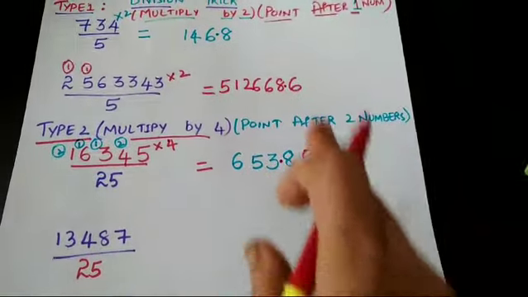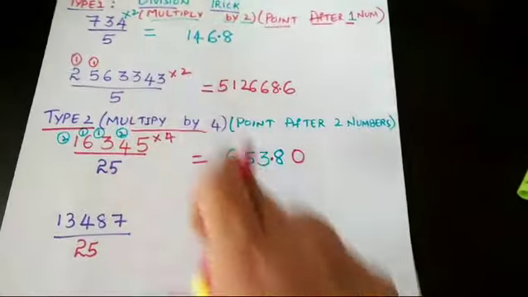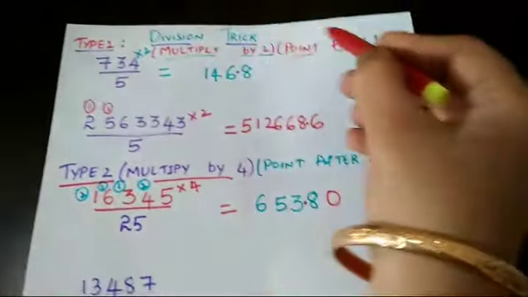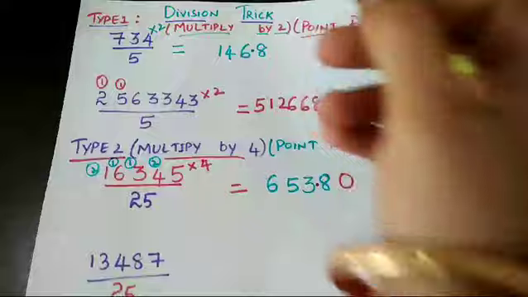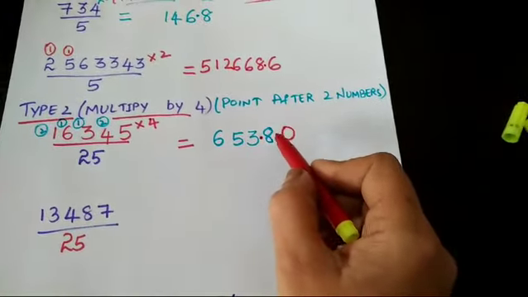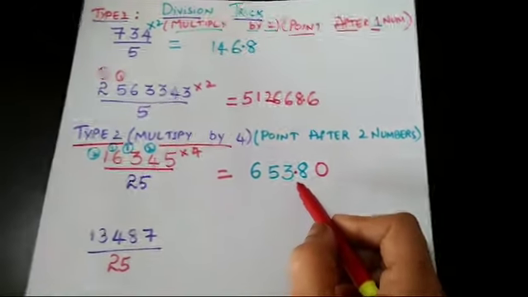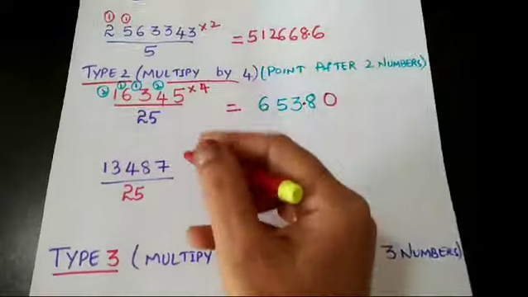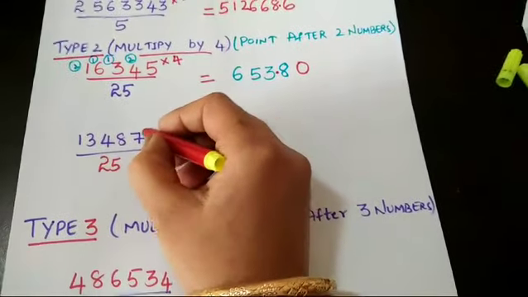Friends, here for divide by 5, you have to put a point after one number. For divide by 25, you have to put a point after two numbers. Isn't it easy, friends? See, you can solve in a single line. Now one more sum we will do.